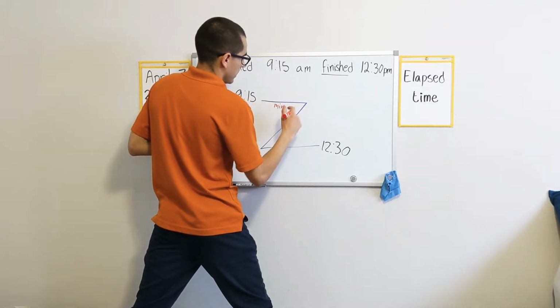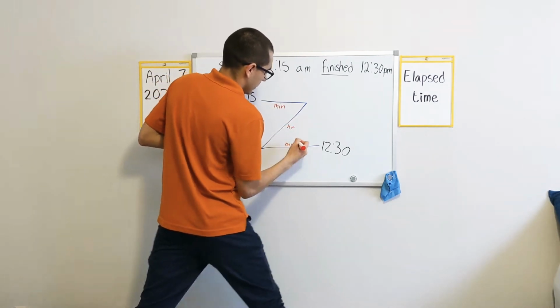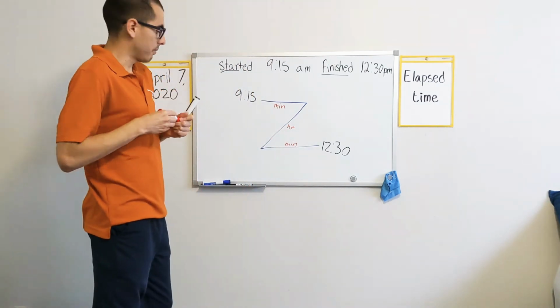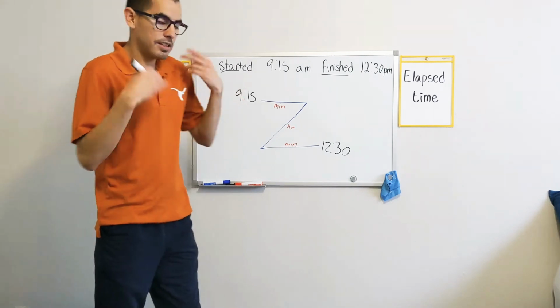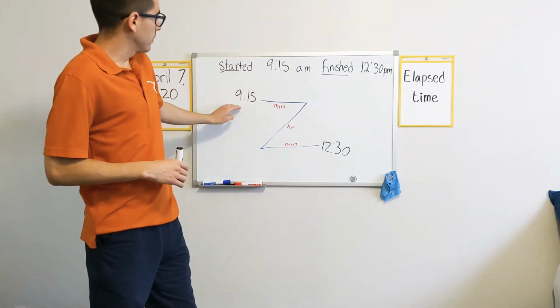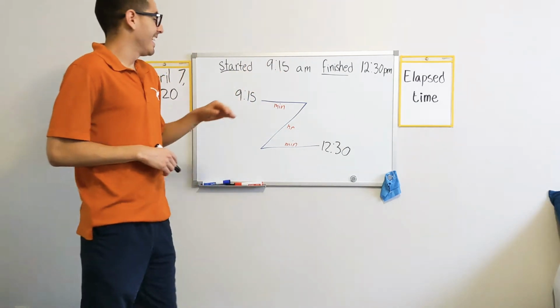The way the Z method works is minutes, hours, minutes. Now you might be like, whoa, I don't get that one bit. All right, now let me explain. The way this works is you ask yourself, so you're at 9:15, that's the time Johnny started.